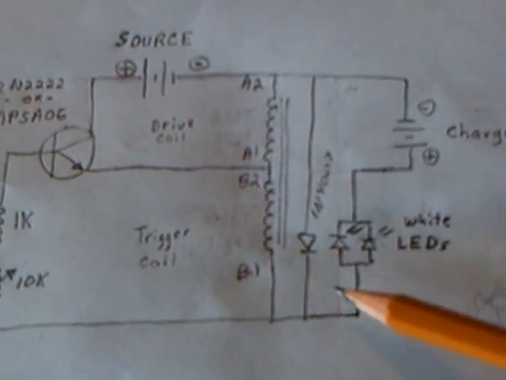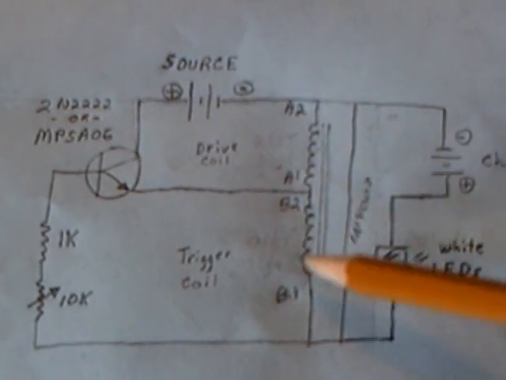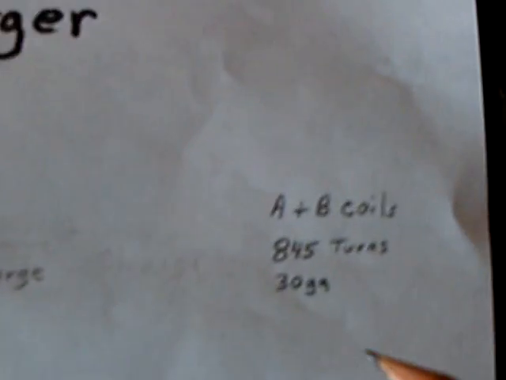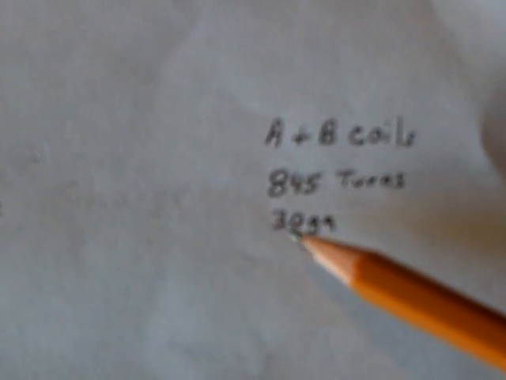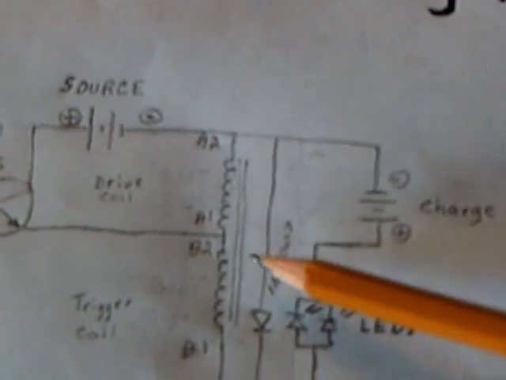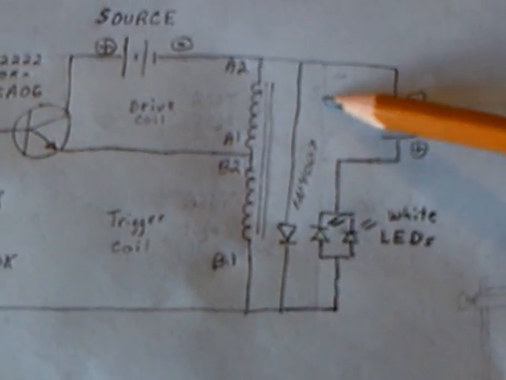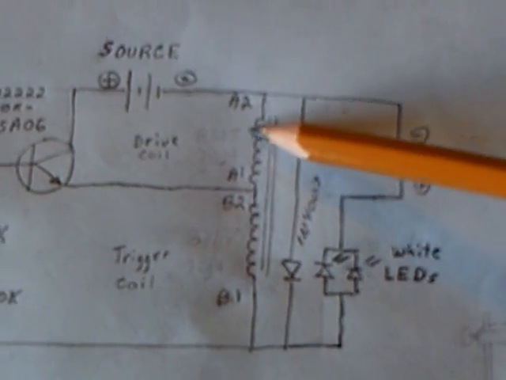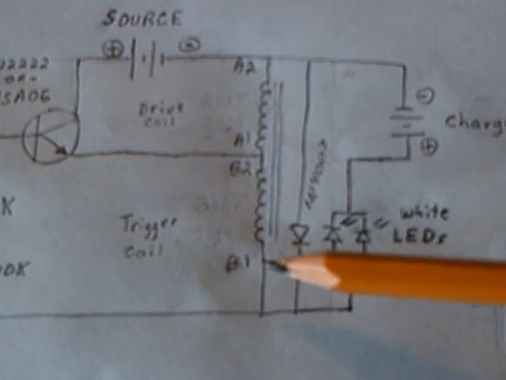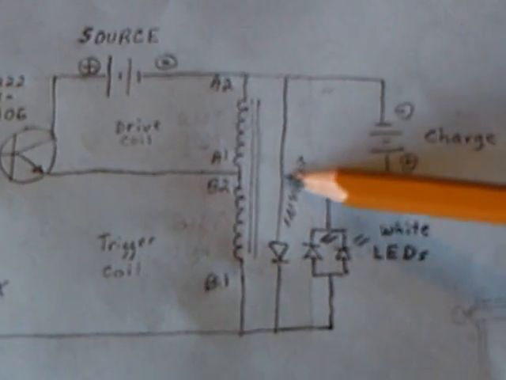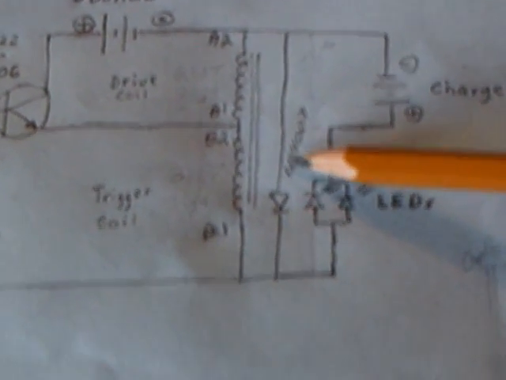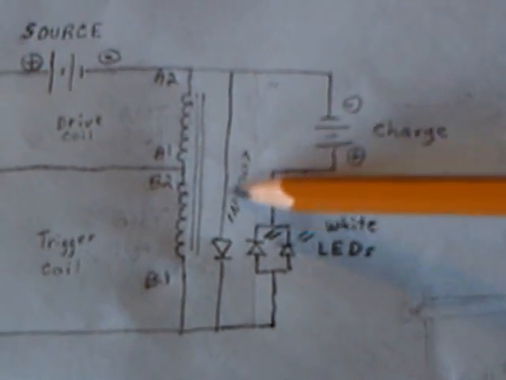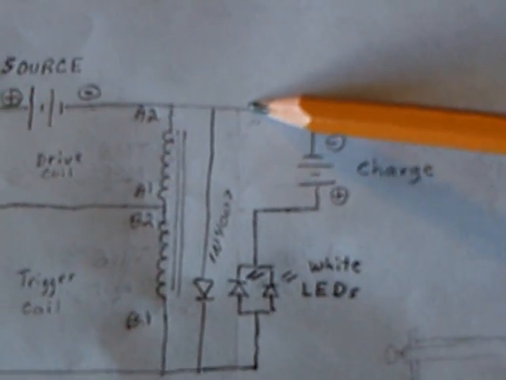And then instead of having different kinds of windings, it's all 30 gauge, and there's 845 turns on each coil of that bifilar, and it is an iron core. It's nails epoxied inside that coil. And then I've got a diode like a 1N4007, just like a Bedini, to pick up the back EMF spike.